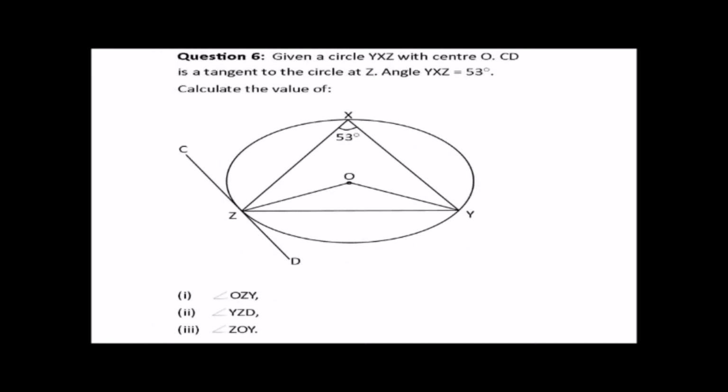And we move on to question 6. Given a circle XYZ with center O, CD is the tangent to the circle at Z. Angle YXZ is 52 degrees. Calculate the value of angle OZY, angle YZD, and angle ZOY. Go ahead, work fast, see if you can get those angles.